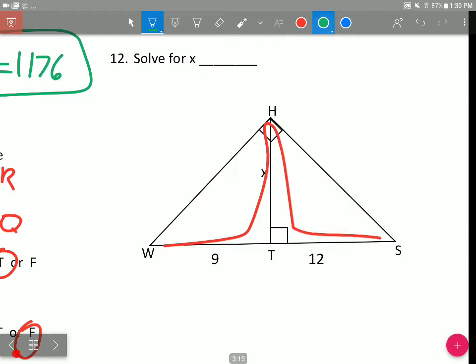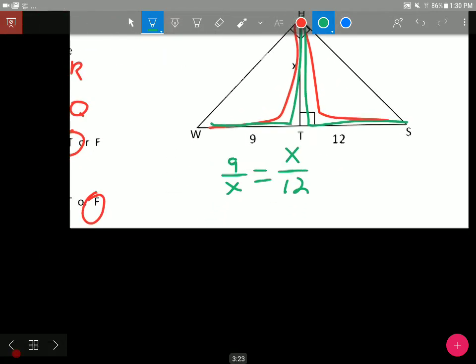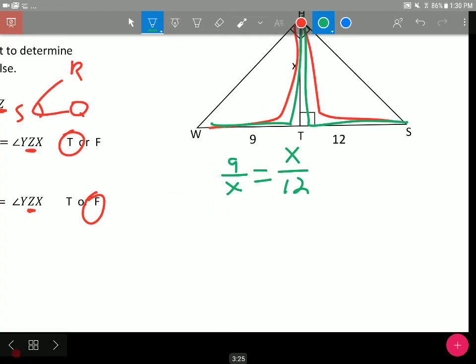So it will be 9 divided by x equals x divided by 12. 9 over x, x over 12. That's the pattern. And then cross multiply and divide. 9 times 12 is 108. x times x is x squared. Therefore, x equals the square root of 108.